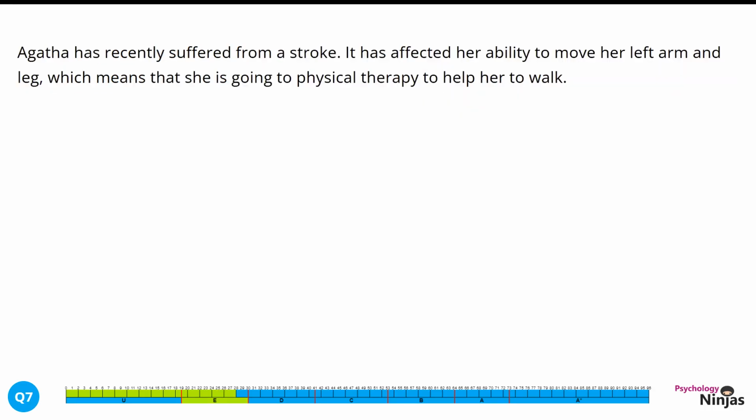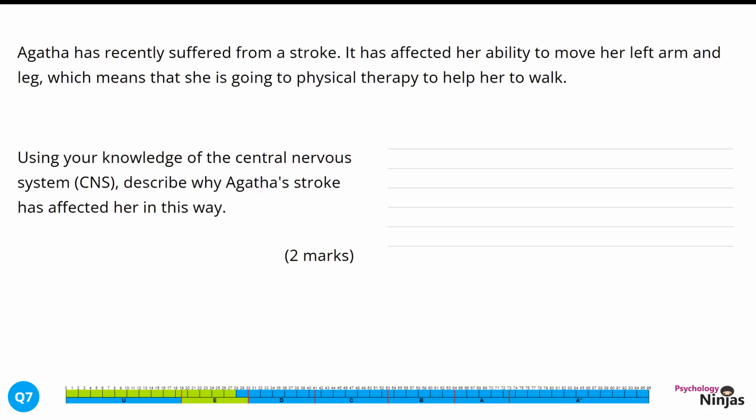Agatha has recently suffered from a stroke. It has affected her ability to move her left arm and leg, which means that she is going to physical therapy to help her to walk. Using your knowledge of the central nervous system, describe why Agatha's stroke has affected her in this way, 2 marks.